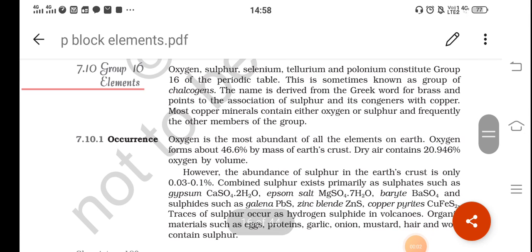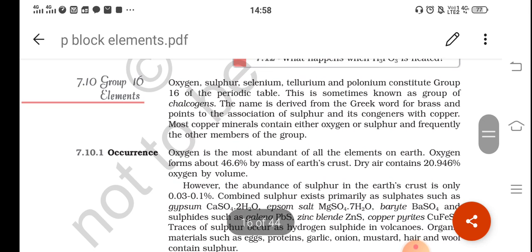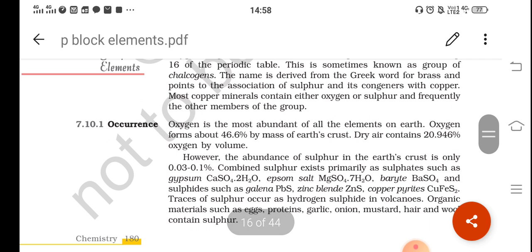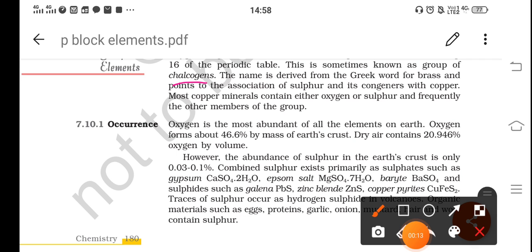Group 16 elements: oxygen, sulfur, selenium, tellurium, and polonium. These are considered to be group 16 elements in the periodic table, and they are known as chalcogens. Now, why are they known as chalcogens?